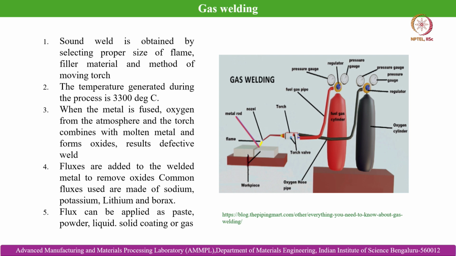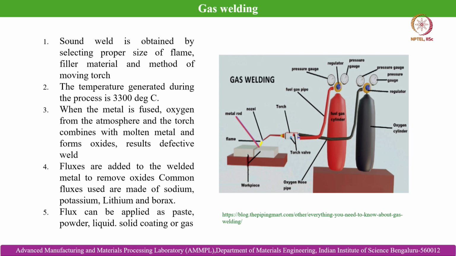So, we will start with gas welding. Gas welding is one of the primitive and early welding techniques. You might have also seen gas welding in household applications, where a sound weld is obtained by selecting the proper size of flame, filler material and method of moving the torch. The temperature generated in gas welding is on the order of 3000 degrees centigrade.